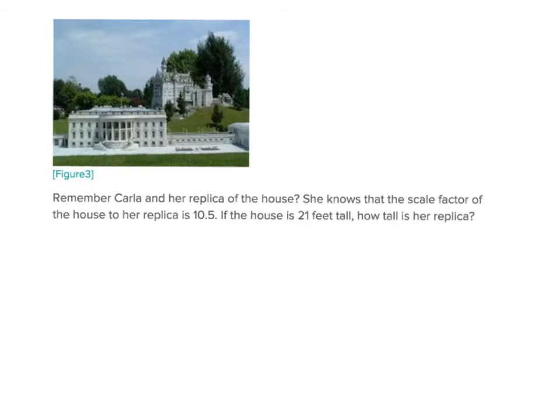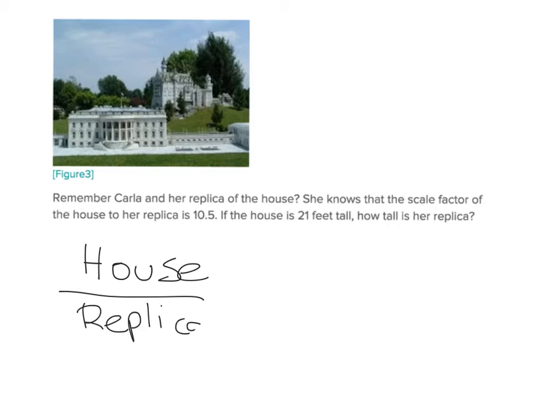So this is Carla, and she has a replica of the White House. She knows the scale factor of the house to her replica is 10 1/2. So let's think about this. What would we set up as our proportion? If the house is 21 feet tall, how tall is her replica? Let's think of the house and then the replica. We have to do it in the order that it's given. So it would look like this.